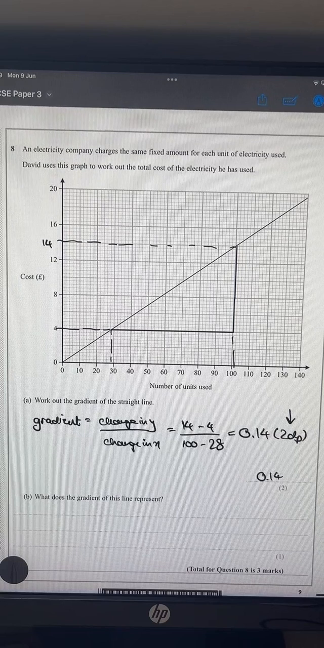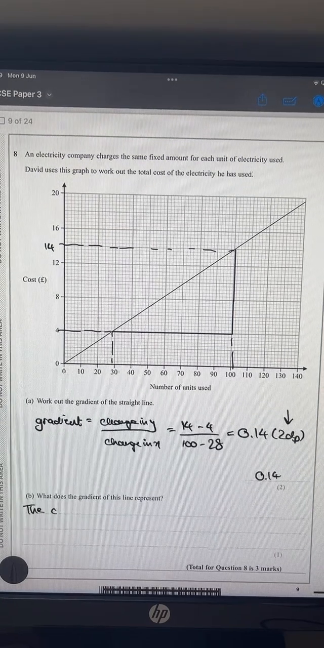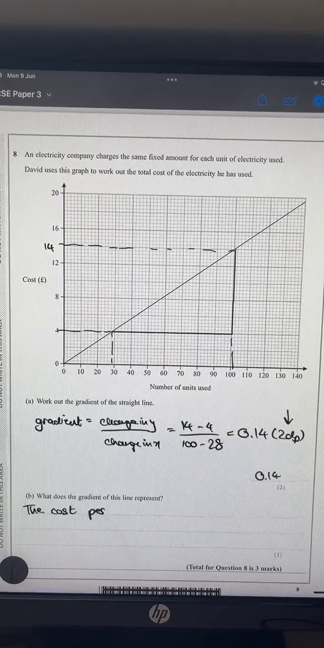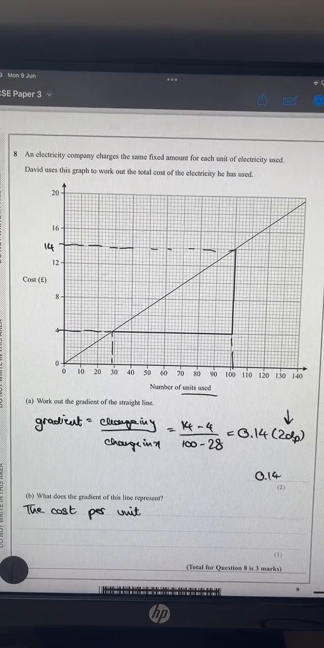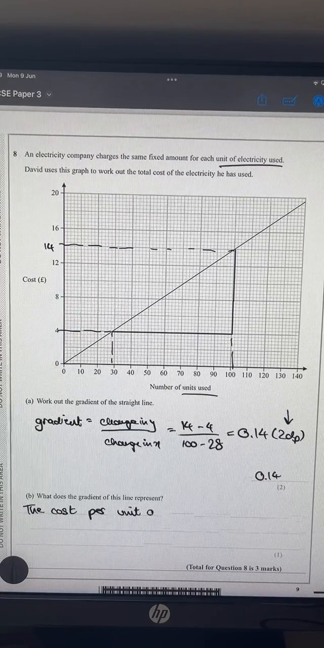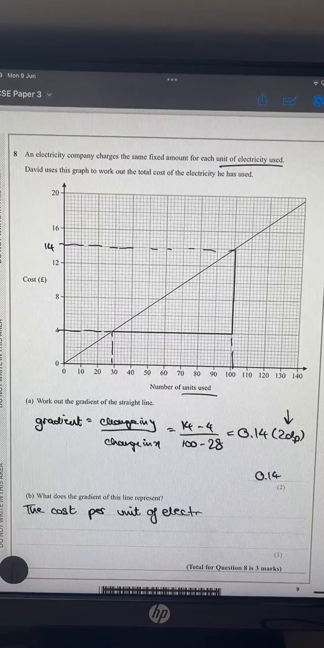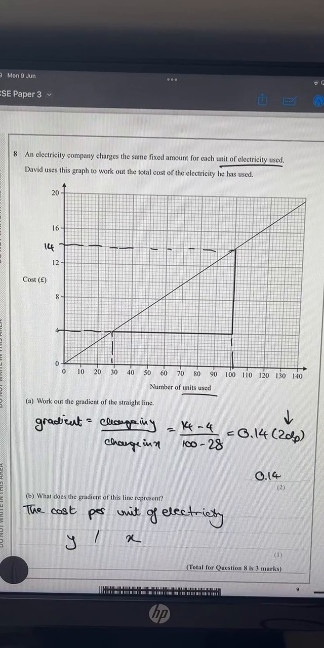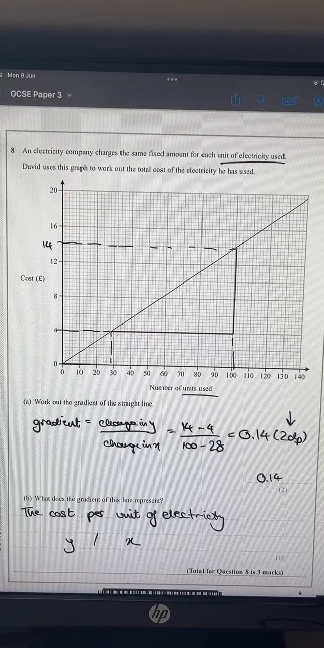What does the gradient of the line represent? So these are the 1 markers. I hated these 1 markers when I was doing GCSEs, but you just need to look at what exactly is on the graph and what it shows. For a graph, the gradient is always going to be the y over the x. So here, the y bit is the cost. So I'd say the cost, and it's going to be per, because it's going to be over x. So per what? Unit, because it's the number of units used, and units of what? Electricity, per unit of electricity. It's always going to be y per x. And that's how you would do this question.